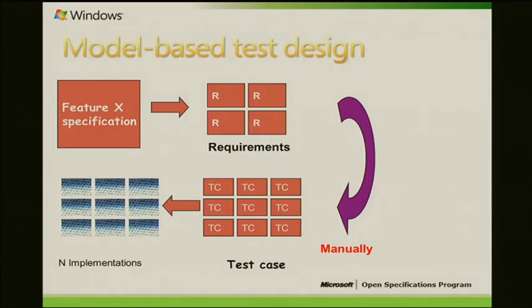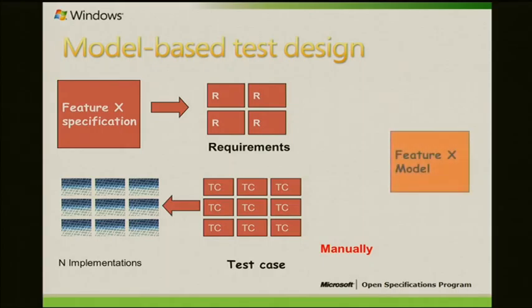So on the other hand, with model-based testing, this process is the same. So you start with a feature and you manually identify requirements. That doesn't change. But what you do in this step is generate a model of how your system should behave in terms of the stimulus you define.